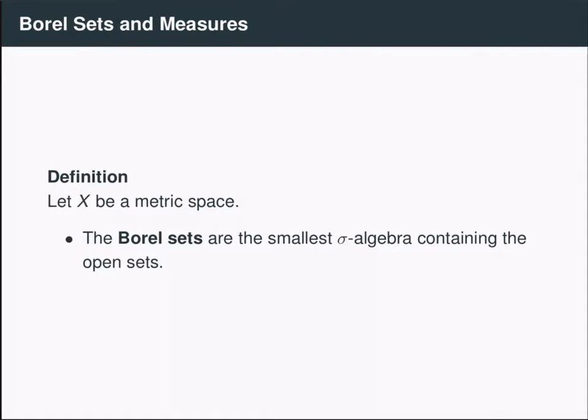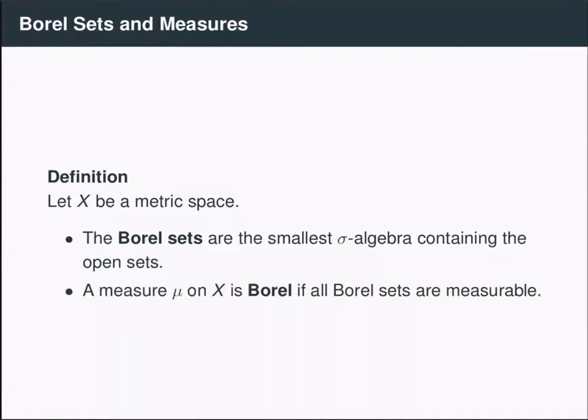So, in other words, this sigma algebra contains all countable intersections of open sets, then all countable unions of intersections of open sets, all complements of these sets, and so on and so forth. So basically any set that we can construct from open sets using simple operations like countable unions, intersections, and complements. Then a measure is said to be Borel if all Borel sets are measurable.